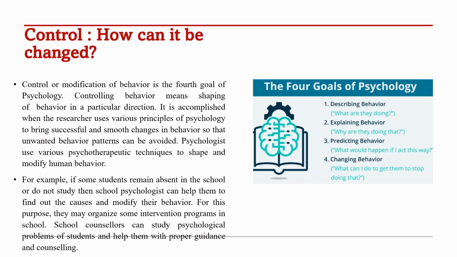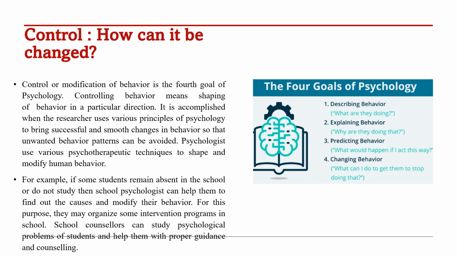The fourth goal of psychology is to control, which is to look into how we could shape a behavior in a particular direction, which can be accomplished when the researcher uses various principles of psychology to bring successful changes in a behavior if that behavior is unwanted or abnormal in nature. Now, as psychologists, there could be various therapeutic techniques that could shape or modify a given human behavior.